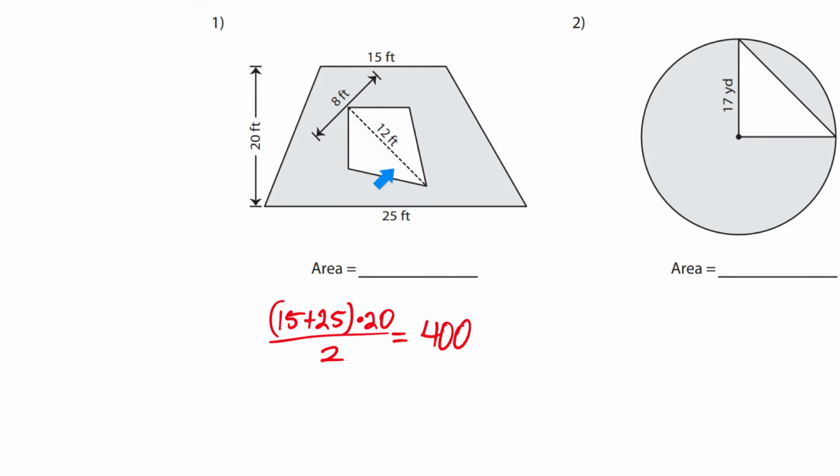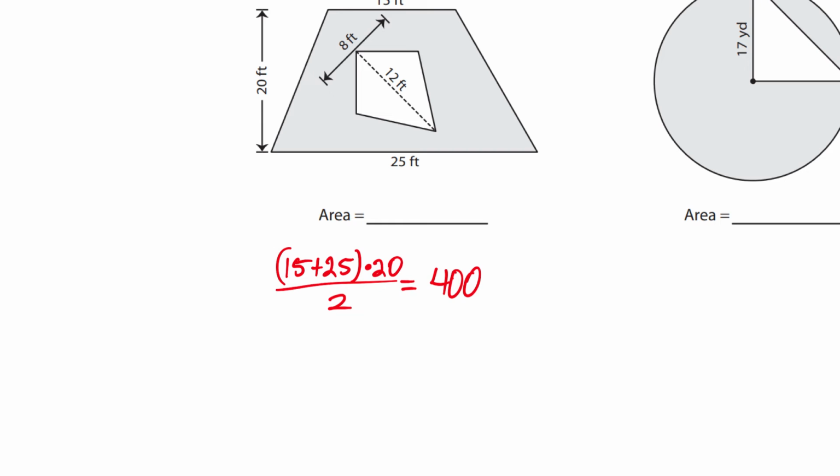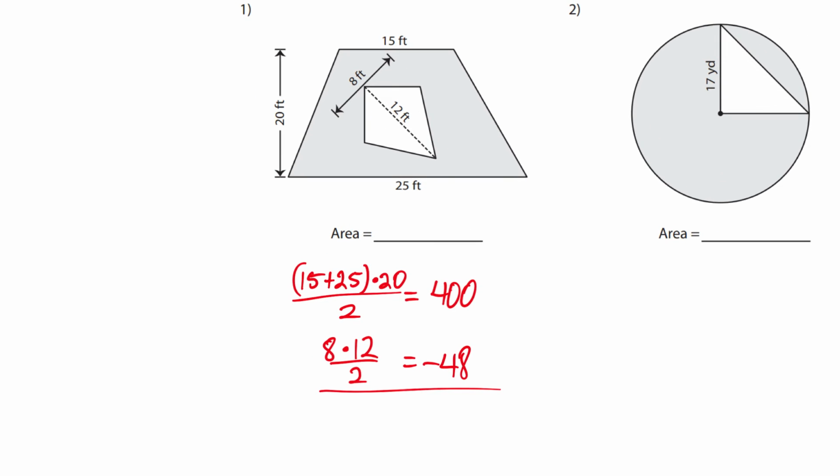There's a piece cut out of it. What shape is this piece? Kite. It's a kite. How do we find the area of a kite? Diagonal 1 times diagonal 2 divided by 2. Good. Diagonal 1, which is 8, times diagonal 2, which is 12, divided by 2 is 48. So it's the 400, take off the 48, what does that leave? 352 square feet.